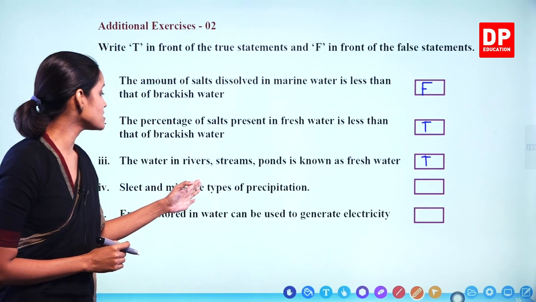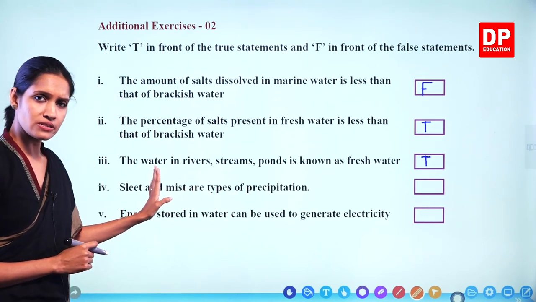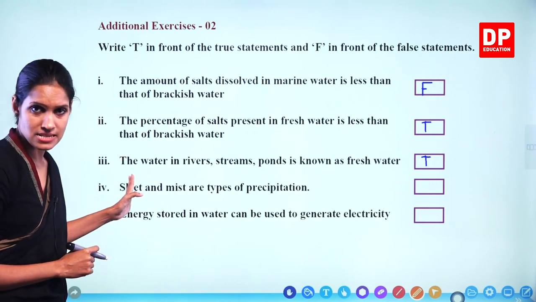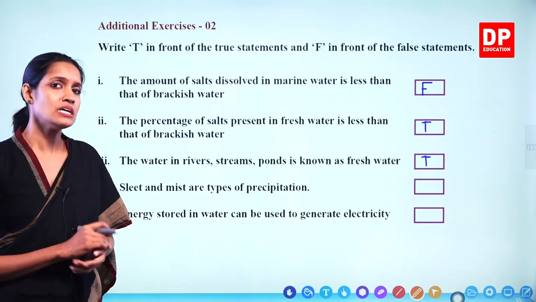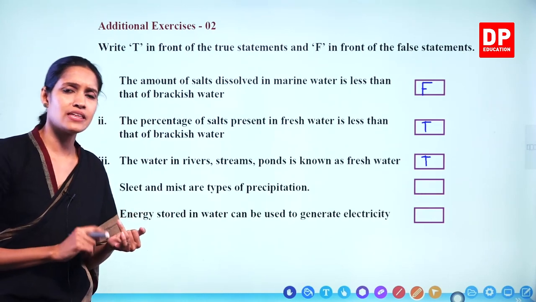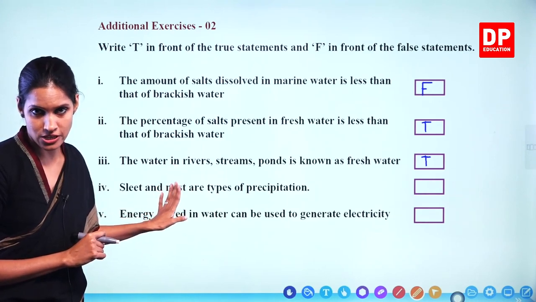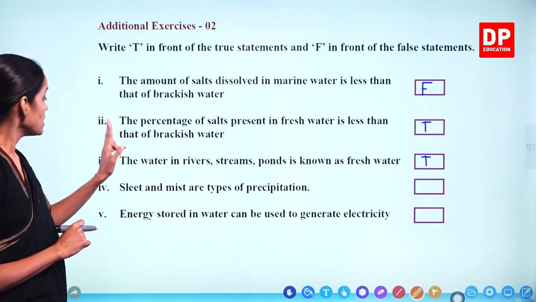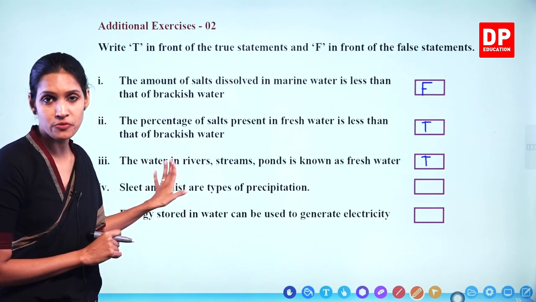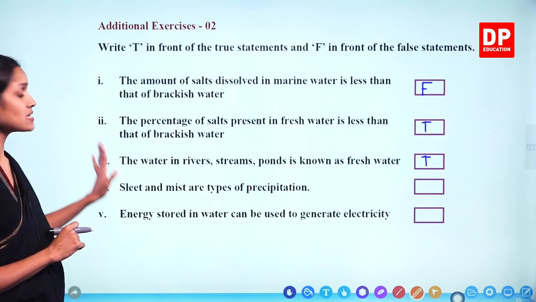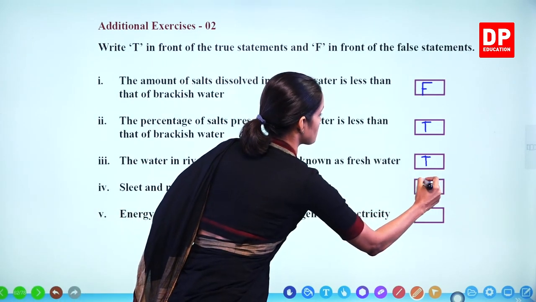Sleet and mist are types of precipitation. Is this correct, children? Now, sleet is? Yes, sleet is a type of precipitation. What are the other types of precipitation? Rain, snow, hail, they come under precipitation. But mist is not a type of precipitation. Therefore, even though sleet is correct, because mist is not a type of precipitation, this statement is not correct. It is false.